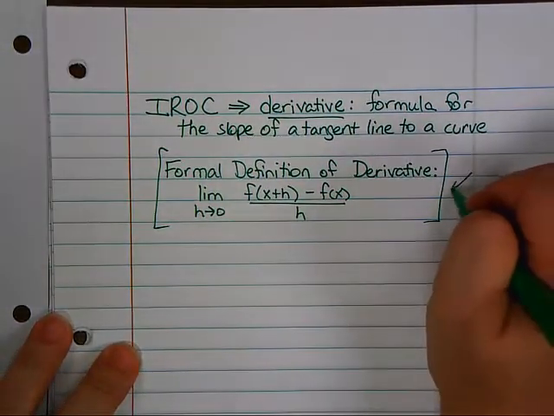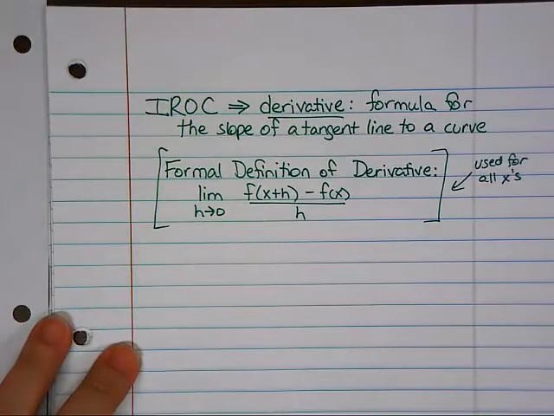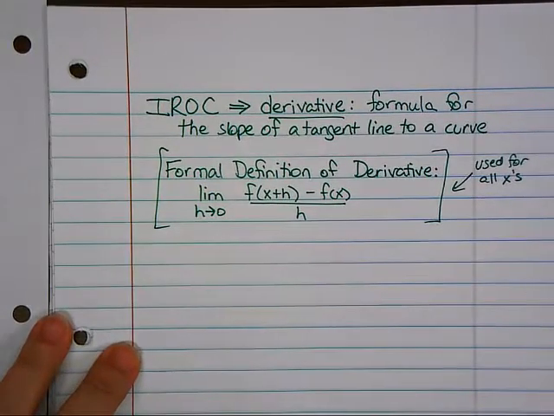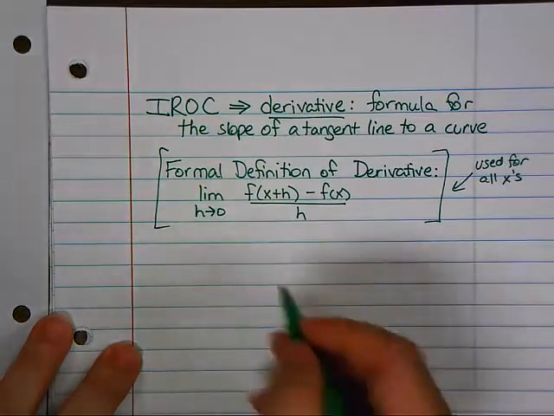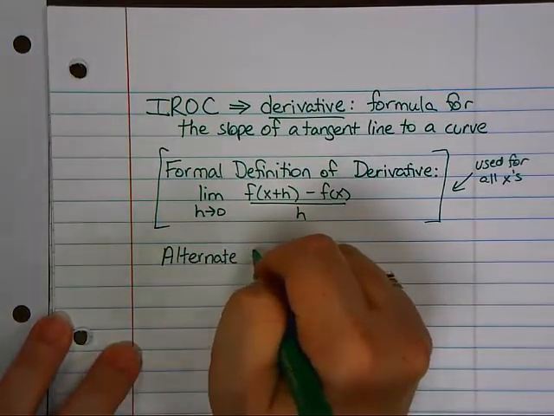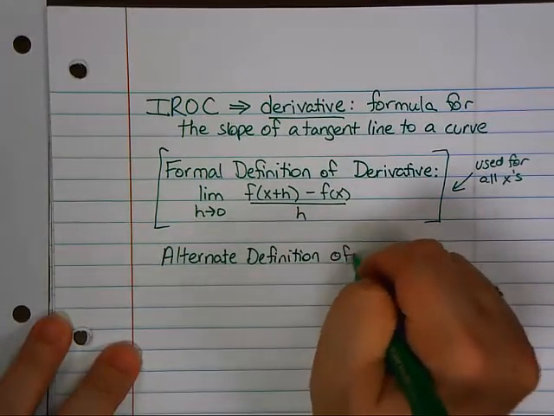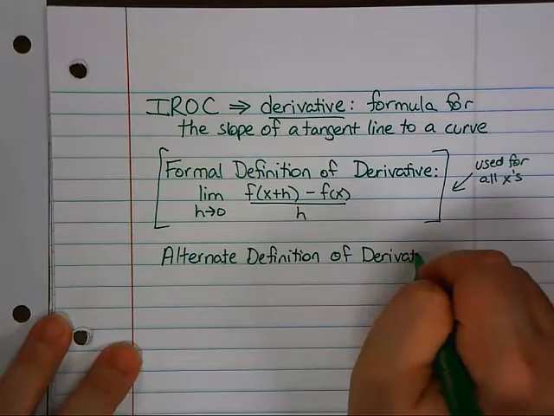So, this right here is used for all x's. In other words, if I need to find the formula that will find the slope for all x's on a curve, you use this one, okay? But it is, like the IROC formula was yesterday, kind of ugly. I told you we were going to focus on the easier formula today, and that's the one I want to show you now. It is called the alternate definition of a derivative.